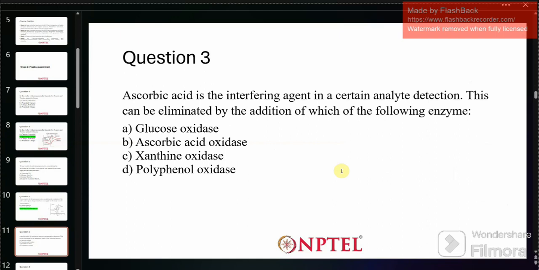So yeah, now let's move to the third question. Ascorbic acid is an interfering agent in certain analyte detection. This can be eliminated by addition of which of the following enzymes? Whether it is glucose oxidase, ascorbic acid oxidase, xanthine oxidase, or polyphenol oxidase. Basically, enzymes are used for speeding up a reaction. Here ascorbic acid is our interfering agent, so we have to convert ascorbic acid into something so that the interference is eliminated.